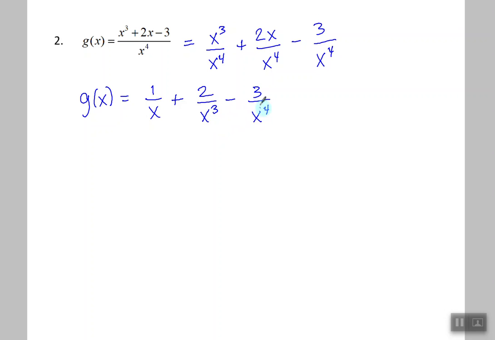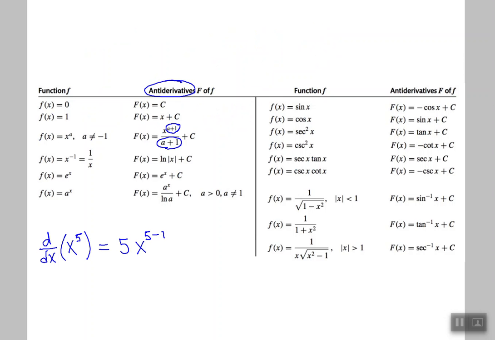Now I still have quotients, I still have x's in the denominator. This 1 over x, I don't want to bring that up as x to the negative 1. If I go back to my reference list, this one is very important to remember, that the antiderivative of x to the negative 1, or 1 over x, is the natural log of the absolute value of x. Remember that when we take the derivative of the natural log of the absolute value of x, we get 1 over x. So when I see 1 over x, I'm going to leave it as 1 over x, and therefore I can take the antiderivative to get natural log of the absolute value of x.